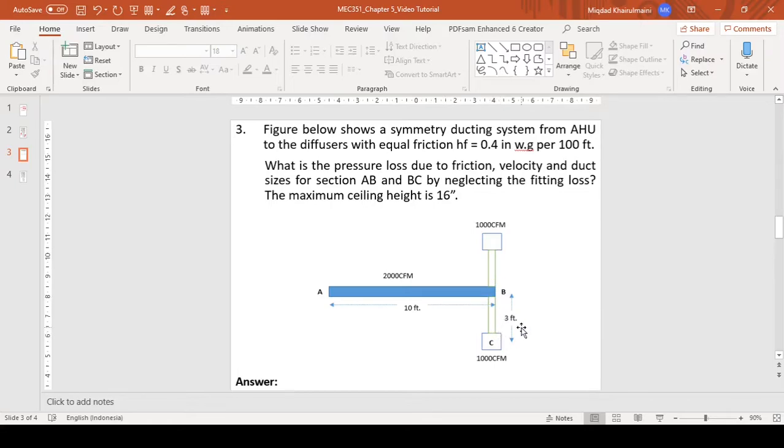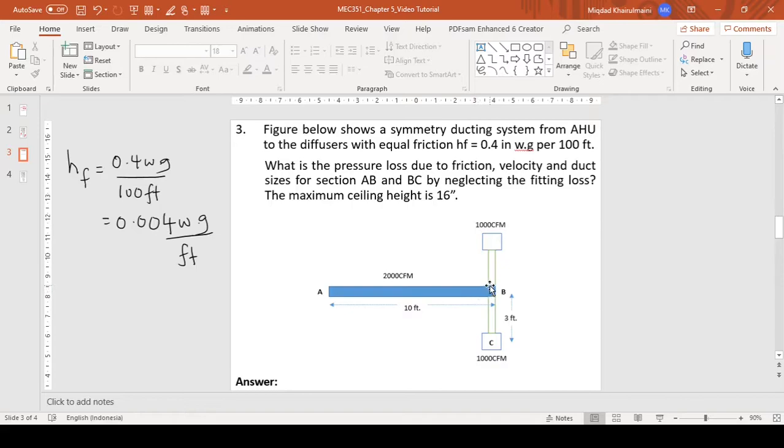Okay, so from the question we can see that the equal friction value HF here is 0.4 water gauge per 100 feet, or 0.004 water gauge per feet. So the question asks us to calculate what is the pressure loss due to friction inside the ducting system.